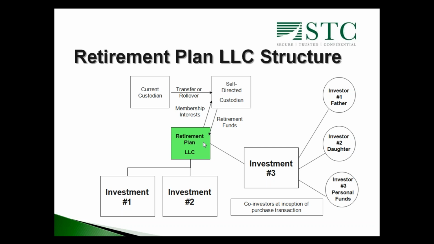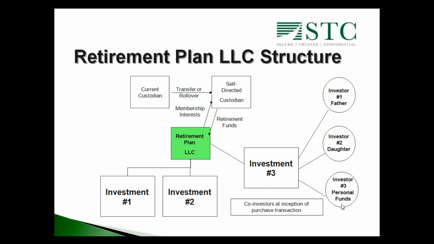So then the money in your retirement account moves to a bank account that your LLC has access to, and now you're ready to invest. So in this scenario, your LLC retirement account wholly owns investments 1 and 2. We don't know what they are. They could be a piece of real estate, could be a loan to someone. Investment 3, however, has 4 co-owners. 1 is your retirement plan, 1 is your father, 1 is your daughter, and 1 is some of your personal money.